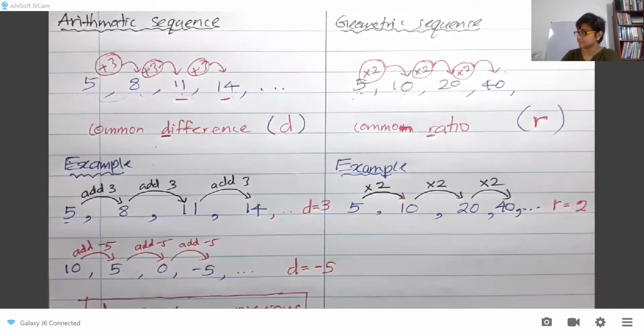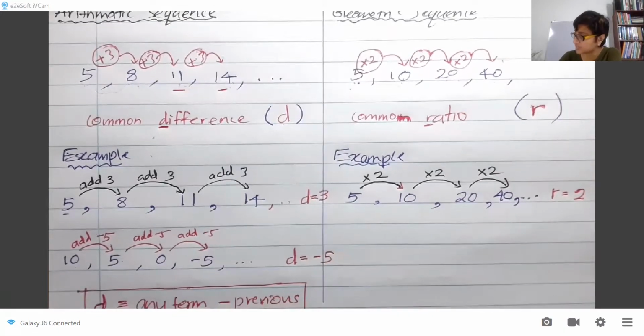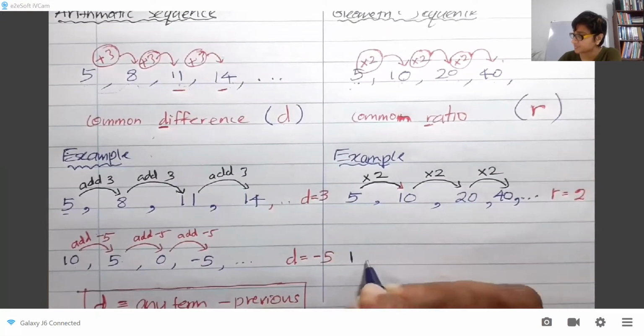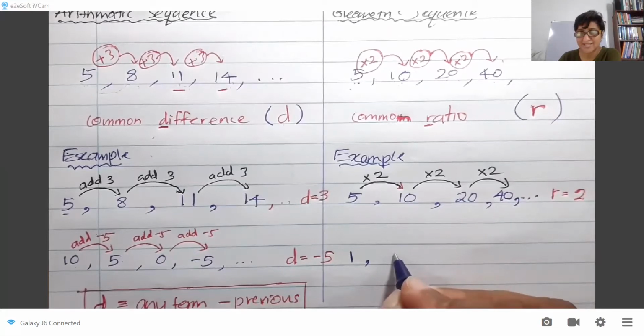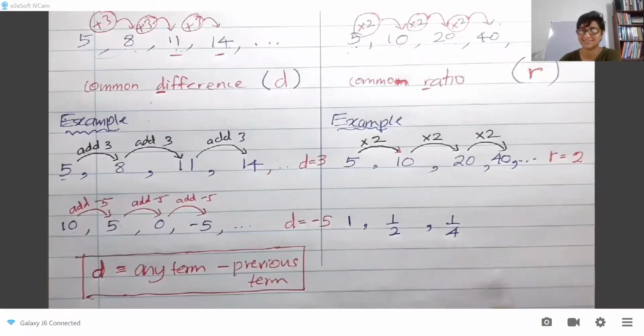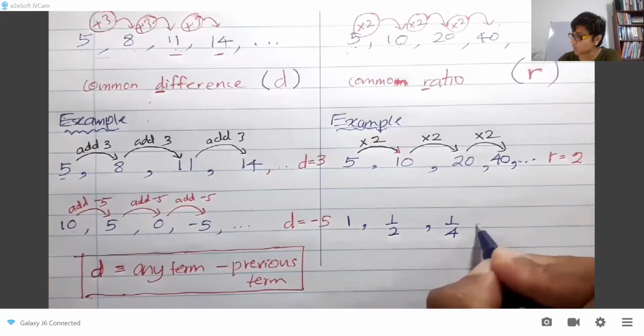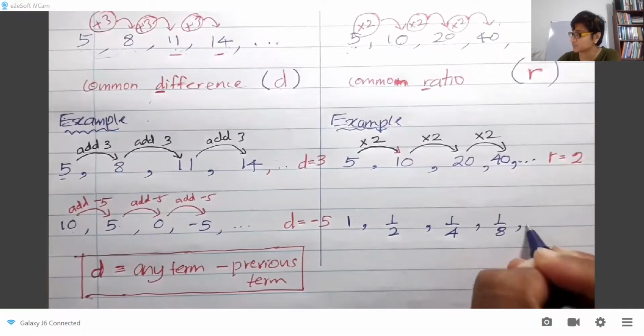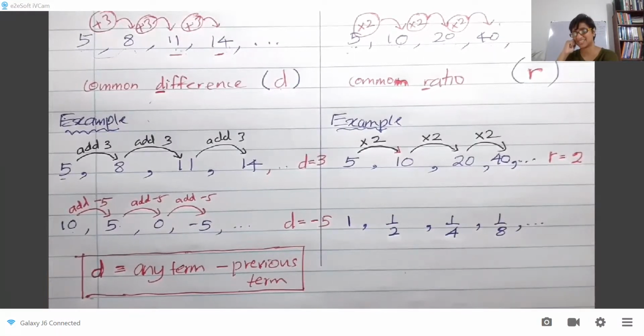Here's another example. So copy the examples. Here's another one. I start with 1. Next one is half. Next one is quarter. Next one is 1/8, and so on. What's the common difference here? Sorry, what's the common ratio here?